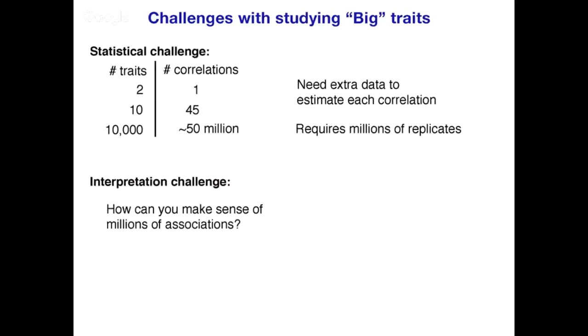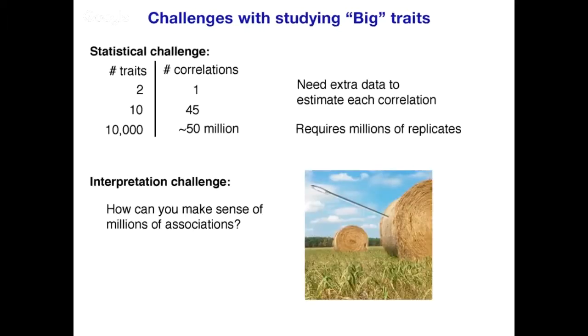On the interpretation side, though, say we could estimate 50 million associations among traits. What would you do with that? How do you begin to make sense of 50 million numbers? For me, at least, trying to do that is sort of missing the bigger picture. In big data, the goal really shouldn't necessarily be to find that needle in the haystack, but rather to use all the data to characterize the haystack itself. What's its shape? What's its composition? Nutritional value? Things like that.